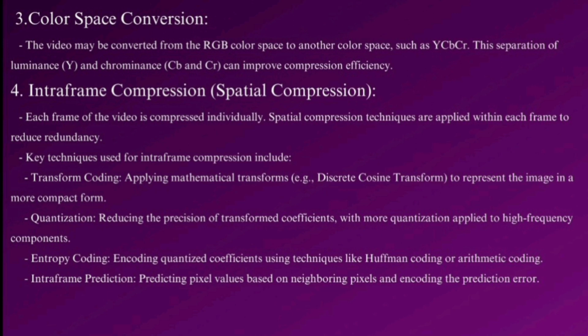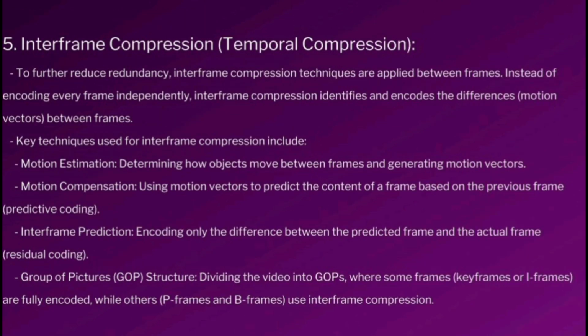Intra-frame compression. Each frame of the video is compressed individually. Spatial compression techniques are applied within each frame to reduce redundancy. Key techniques used for intra-frame compression include transform coding, applying mathematical transforms to represent the image in a more compact form; quantization, reducing the precision of transformed coefficients with more quantization applied to high frequency components; entropy coding, encoding quantized coefficients using techniques like Huffman coding or arithmetic coding; and intra-frame prediction, predicting pixel values based on neighboring pixels and encoding the prediction error.